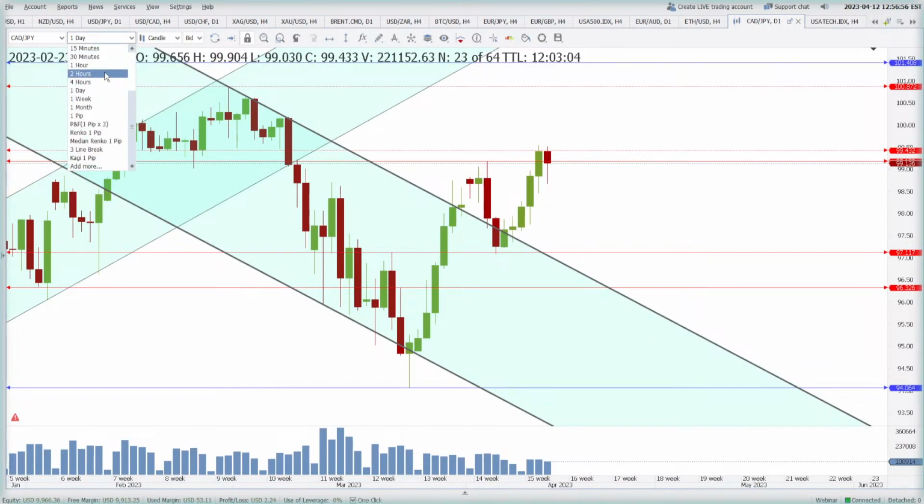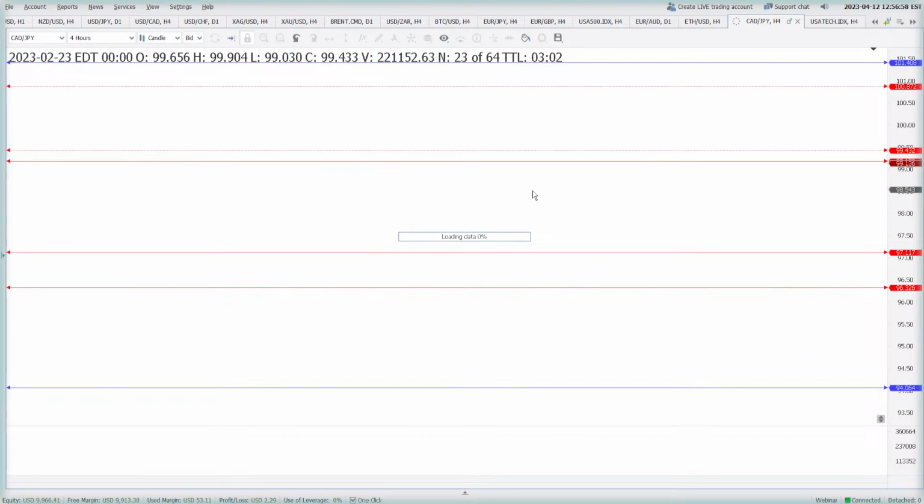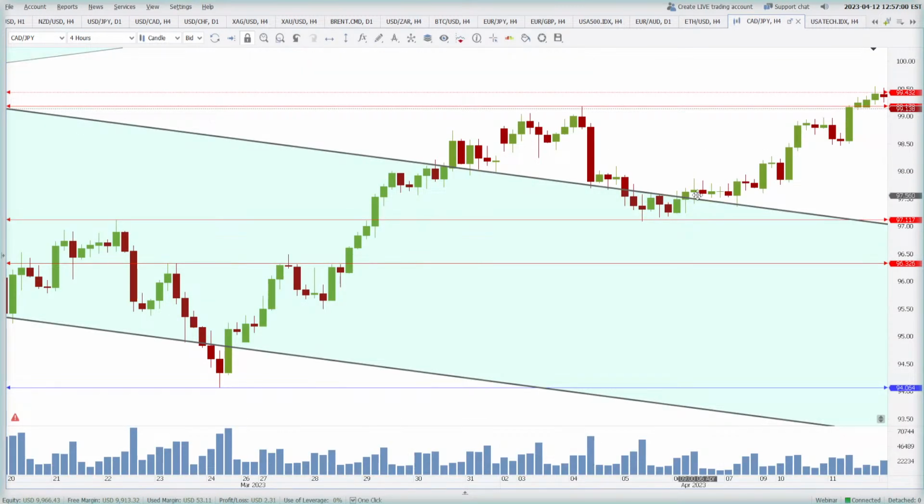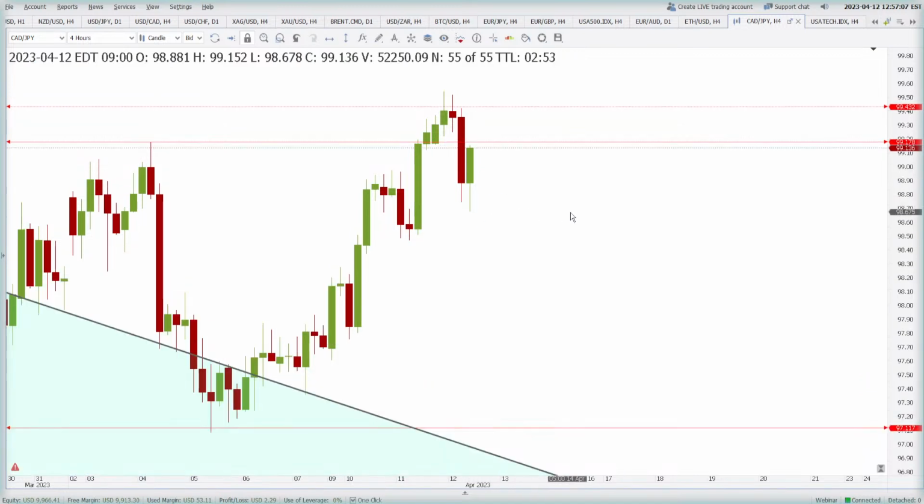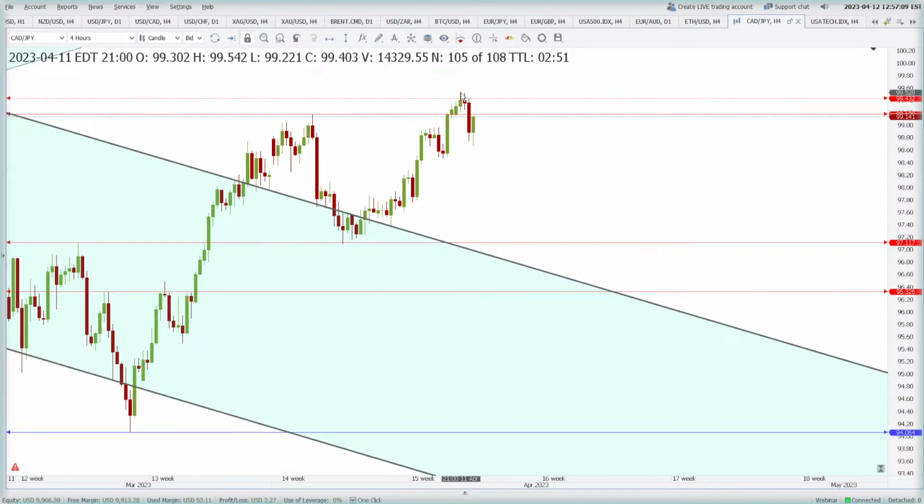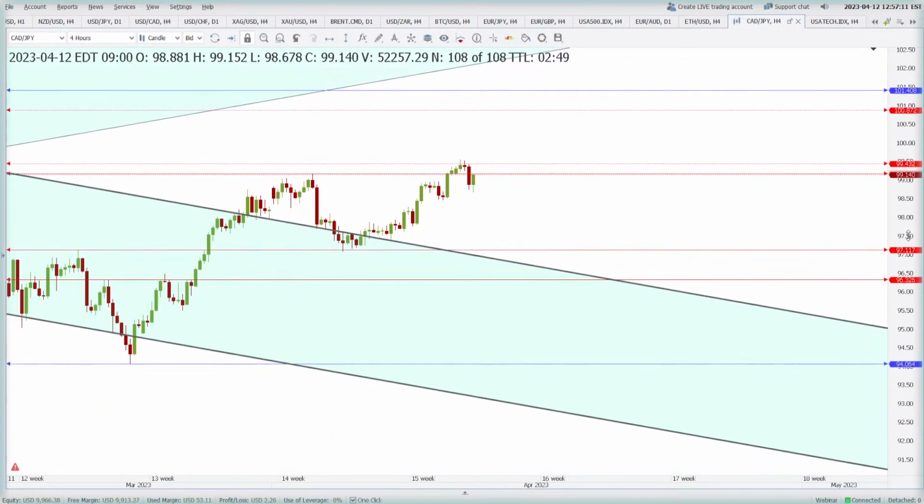If I switch to the 4 hour, you will know that the price is taking support at the lower levels. So you see the price is taking support at the lower levels, and it may be, I think, extending its gains beyond 99.50 very soon to the targets of 100.87. Okay, this is my opinion.